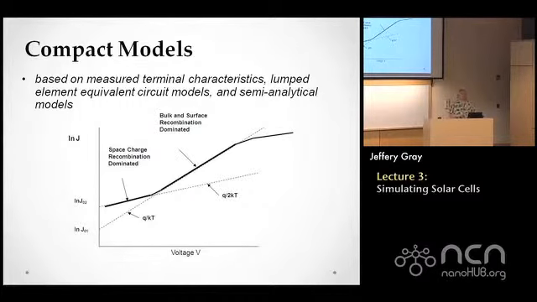So I'm going to talk about various levels of modeling, and we'll end up with the detailed numerical modeling. But simpler models have a lot of use too. So compact models are basically things that are based on the terminal characteristics that may be more empirical in form.